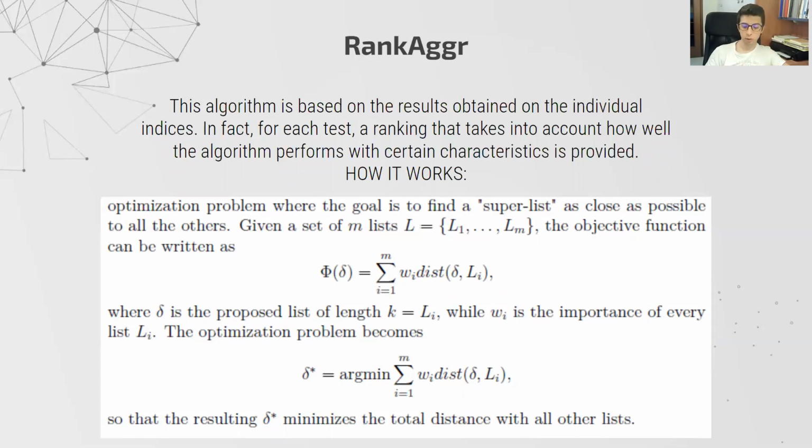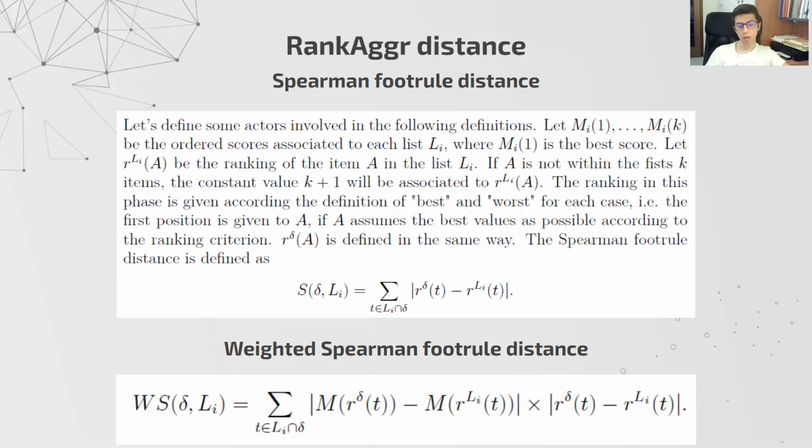So at the end of this process, we have the list that is as near as possible to all the other possible lists, according to all the chosen rankings that you are considering. So this is the process, and this is the way we will act in the practical approach.